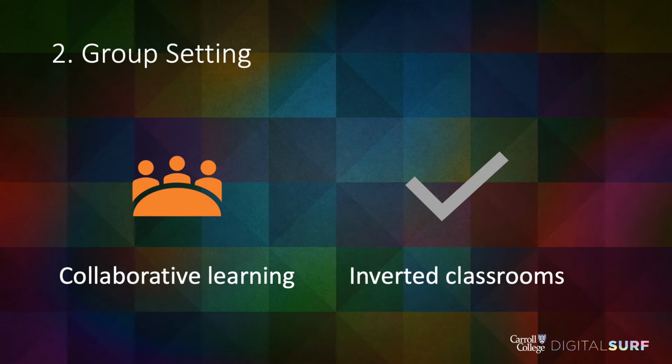Another way to have a group setting environment is to set aside specific time to work together in groups. So during my previous example, working with the single variable calculus classroom at Carroll, that class met twice a week on Tuesdays and Thursdays, and that was specifically set aside for lab. So this was not a time where students learned new material, but it was a time where students worked together in groups or in pairs to work on their labs.